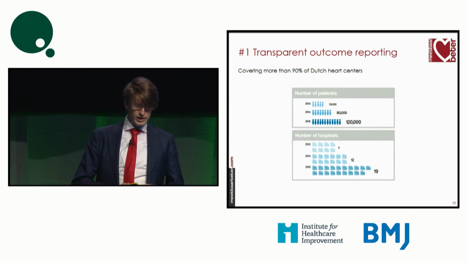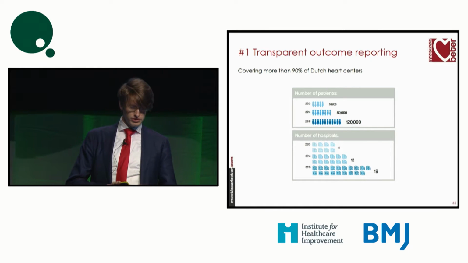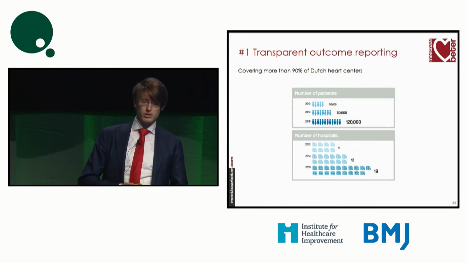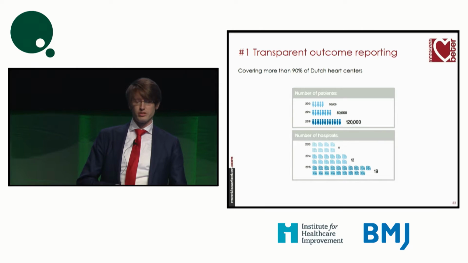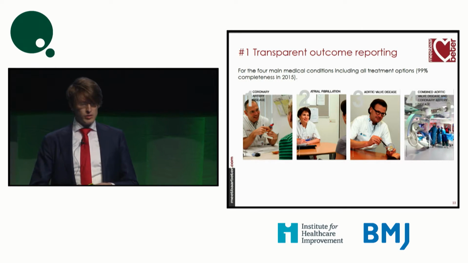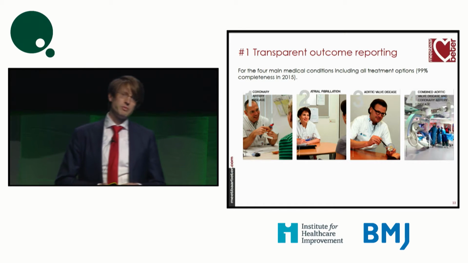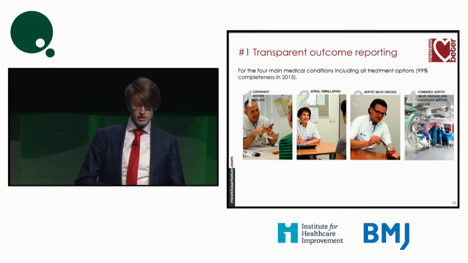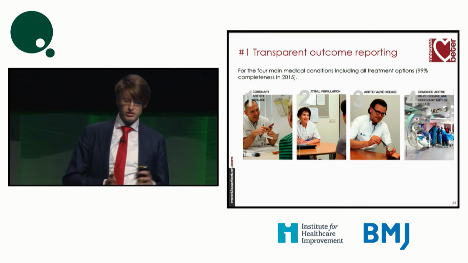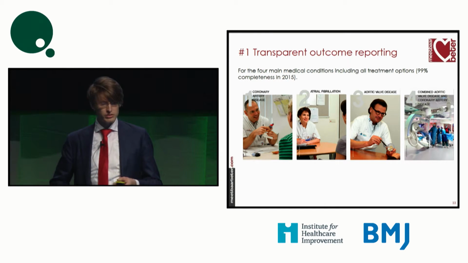We've been doing that for a while now. We started with 2 hospitals and have grown now to 19 heart centers, 19 hospitals, and we're covering more than 90% of Dutch heart care by now. We're publishing outcomes for the main medical conditions in heart care, so you've seen them listed here: coronary artery disease, atrial fibrillation, the combination of aortic valve disease and coronary artery disease, and aortic valve disease itself.